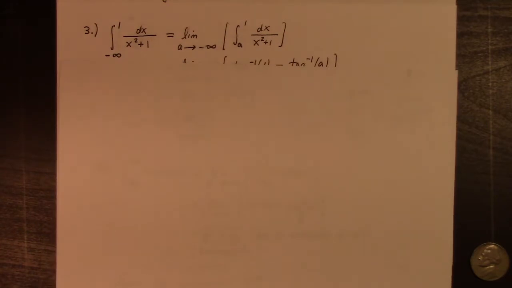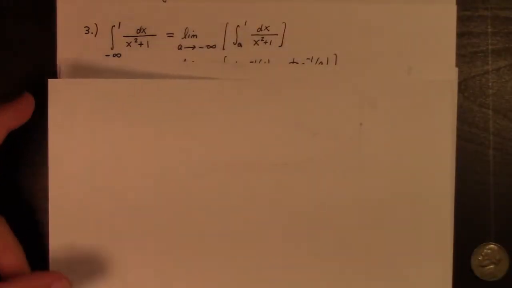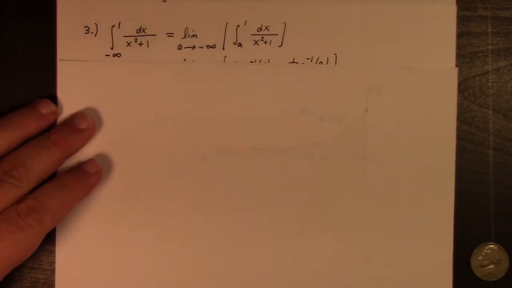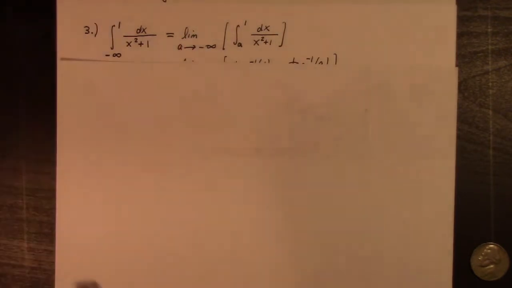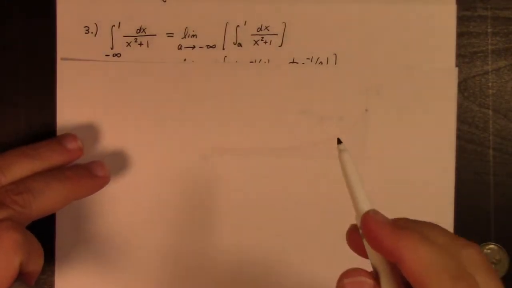Here we go. This time we're looking at the integral of 1 over x squared plus 1 from minus infinity to 1. All right? So now I'm having fun graphing things. Let me graph another thing here. What does 1 over 1 plus x squared look like?